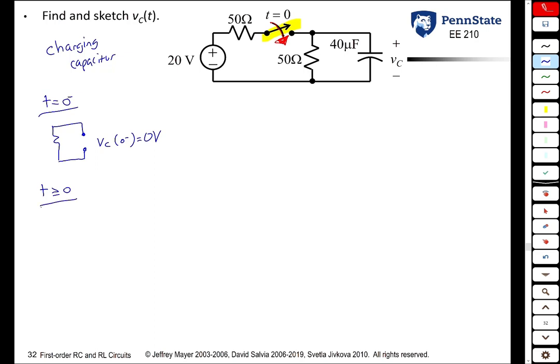You redraw the circuit for t greater than or equal to 0. Now, the voltage source is present. We have a 50 ohm resistor here. We have this 50 ohm resistor here. And this capacitor is not in DC steady state.